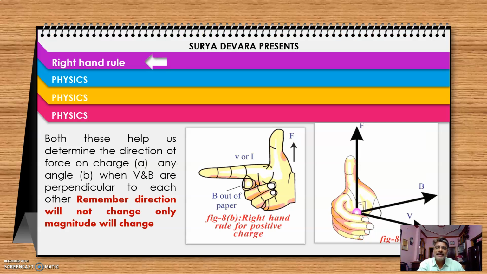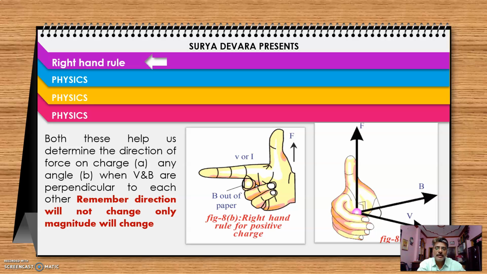Now, what about the direction of the force experienced by the charged particle? This can be decided by the right hand rule. And see students, in our textbook there are two figures given, 8a and 8b. Both of these are actually the right hand rule, and 8a is applicable when the angle between the velocity vector and the magnetic induction vector is somewhere between 0 and 90 degrees, and when they are perpendicular to each other we can use the right hand rule directly.